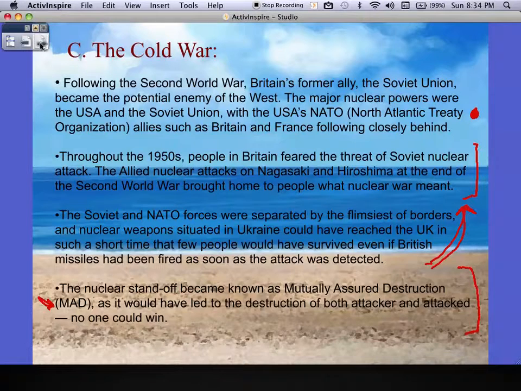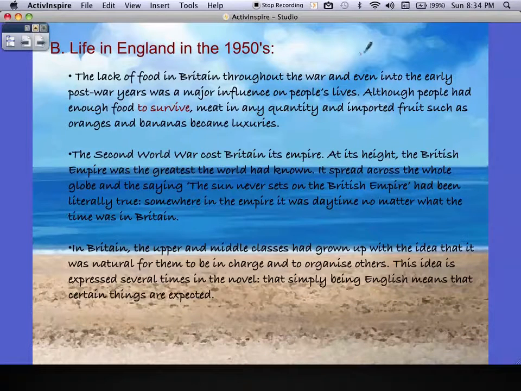So Great Britain was living under this threat of the possibility of a nuclear war between the United States and Russia, and being caught in the middle.